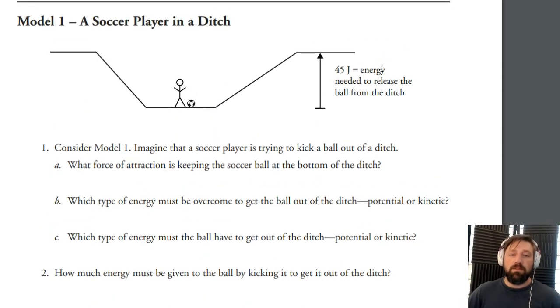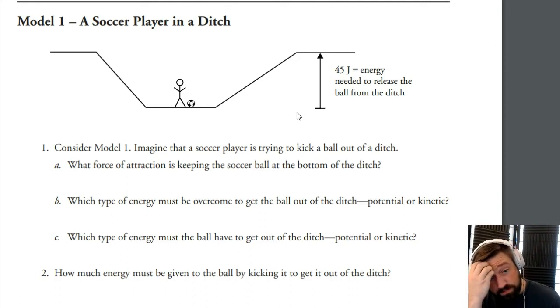Right now he needs 45 joules of energy to get the ball out of the ditch. So let's run through this. This is the scenario we're currently working with. Let's go through and answer these questions. What force of attraction is keeping the soccer ball at the bottom of the ditch? Well, gravity. Gravity is the thing that's keeping it down. I think everyone knows that.